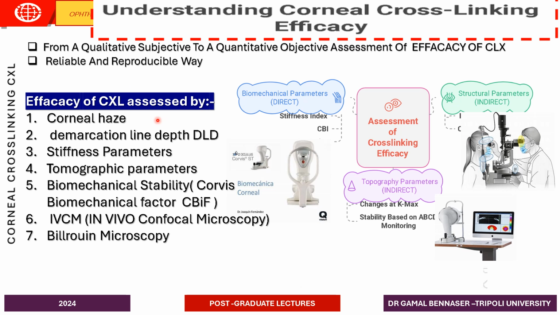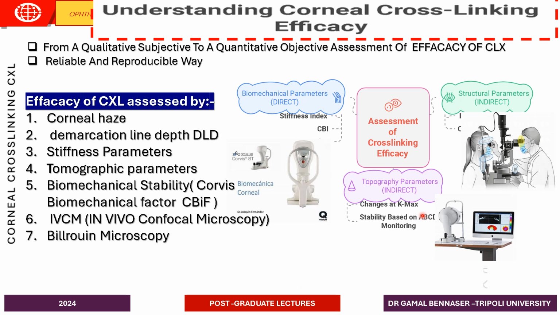Also, with the evolution of the anterior segment OCT and the corneal topography, there is the determination of the depth of the demarcation line. Now, the determination of the depth of the demarcation line is also an indirect way of assessing the stability of your cornea, because it reflects how deep the photochemical reaction has been achieved using the ultraviolet and the riboflavin, but this doesn't necessarily mean that your cornea is stable or stiff. So all these are indirect ways of assessing the stability of the cornea.